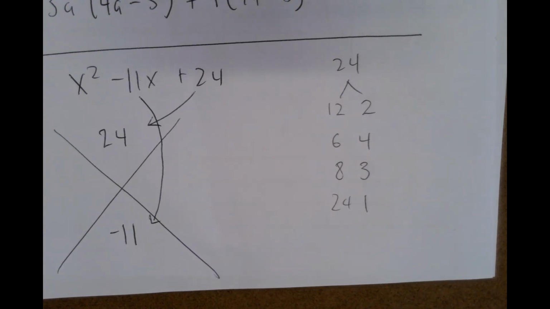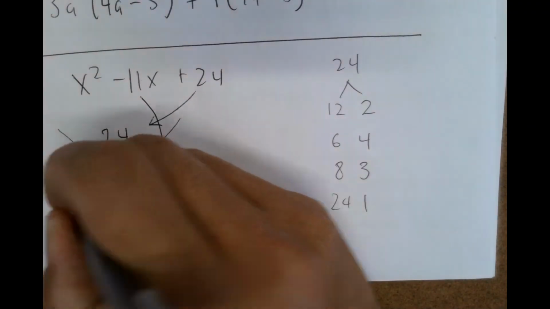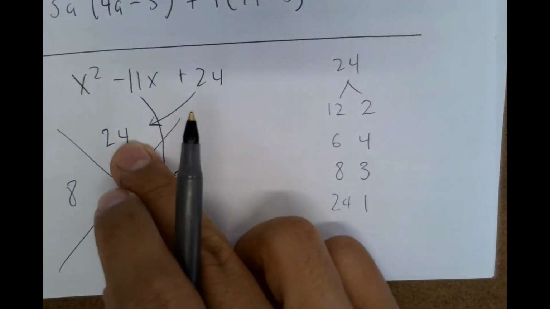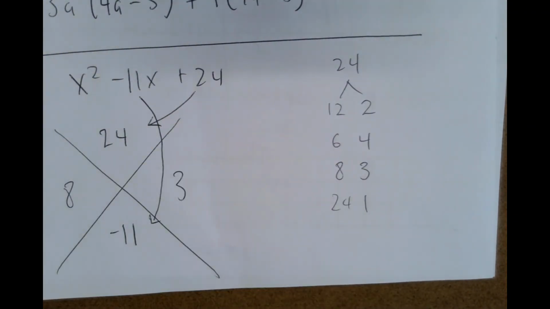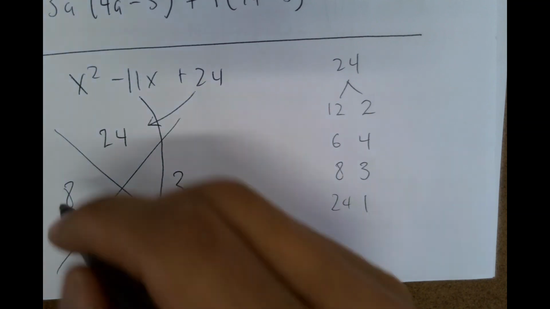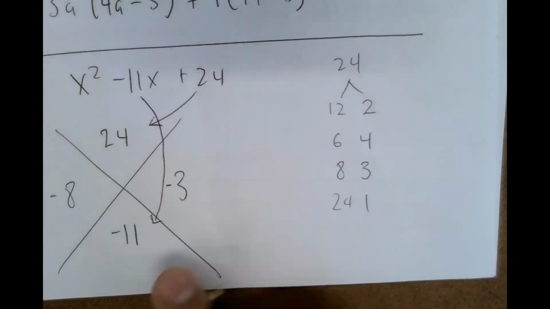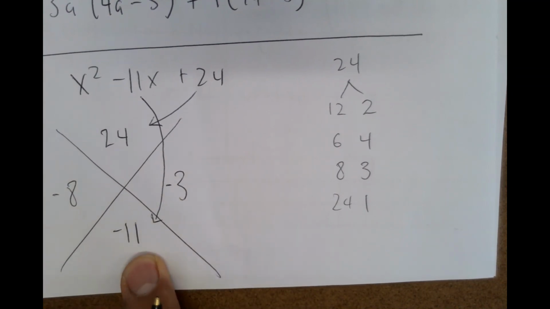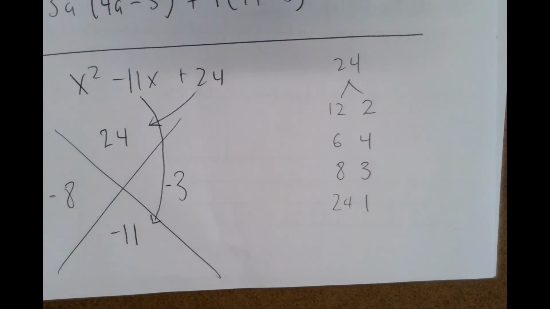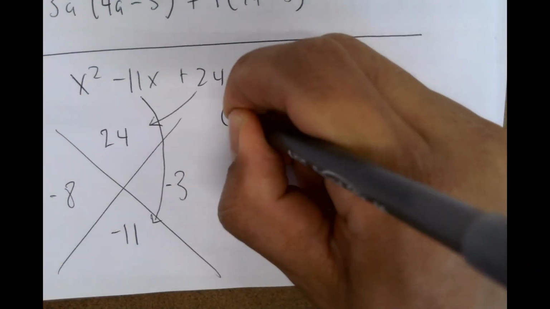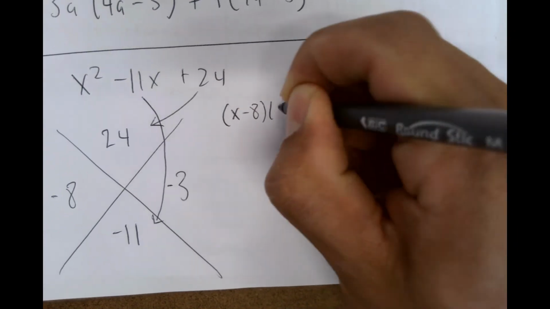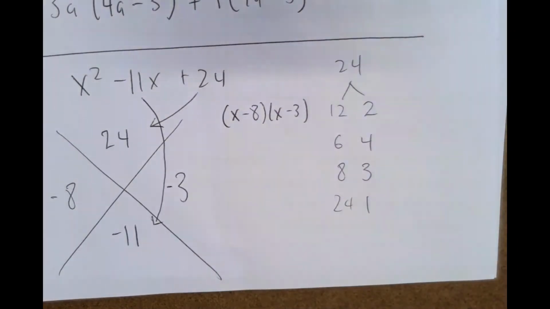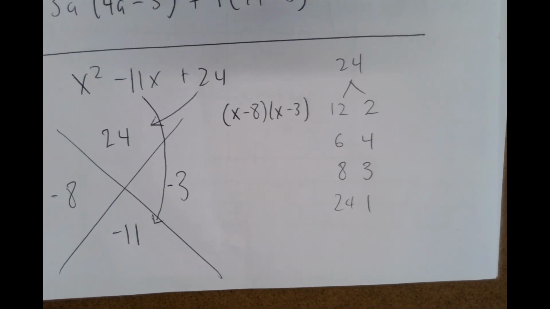So you can think about 8 and 3. When they're multiplied they equal 24. However, when they're added together, they don't quite equal negative 11, so that's why we also need the negatives. A negative plus a negative equals a bigger negative. So what you do after this is put them as factors: x minus 8 times x minus 3 equals x squared minus 11x plus 24.